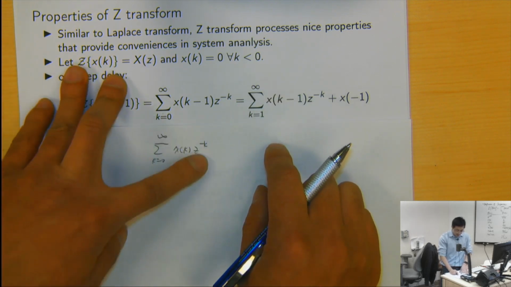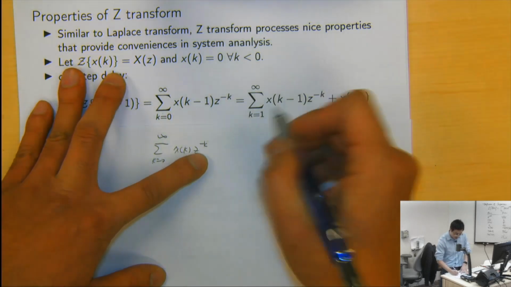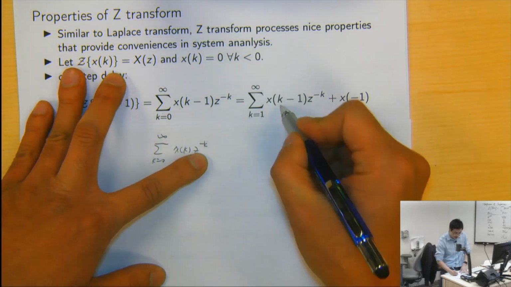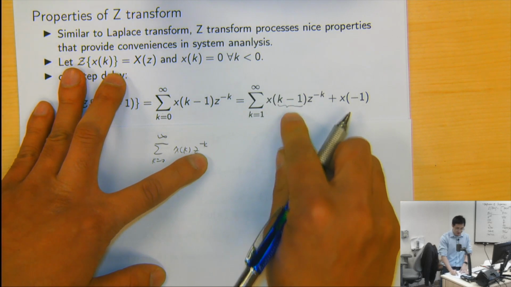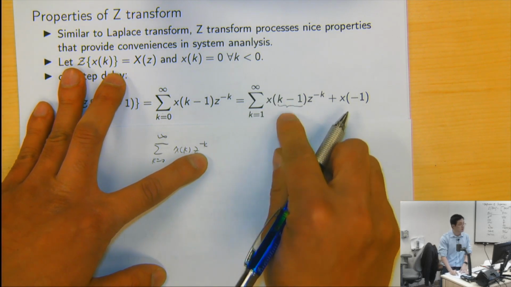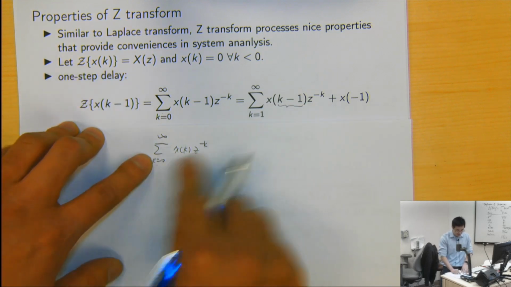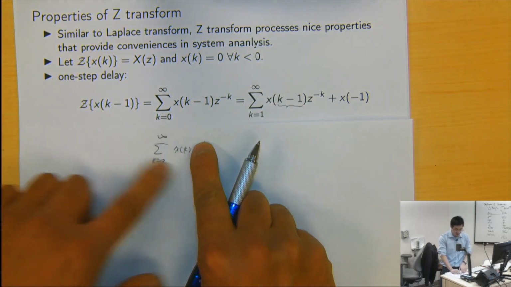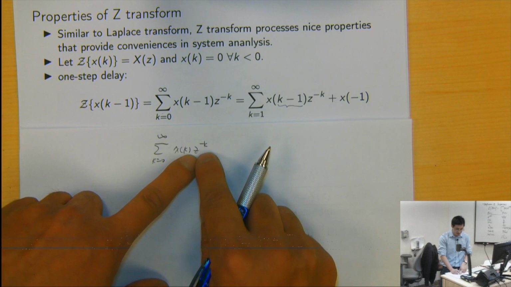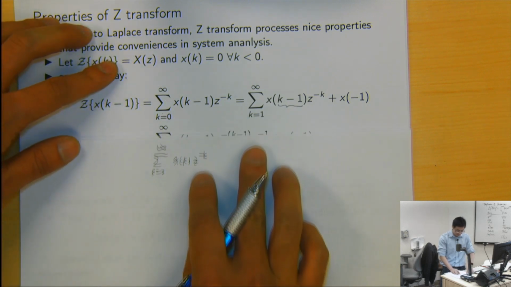Now, because this summation from 1 to infinity is essentially letting us go from, this k minus 1 is going from 0 to infinity, right? The only thing that, now we have almost everything. We have this part figured out. We just need to create this term. So that's how we do it.